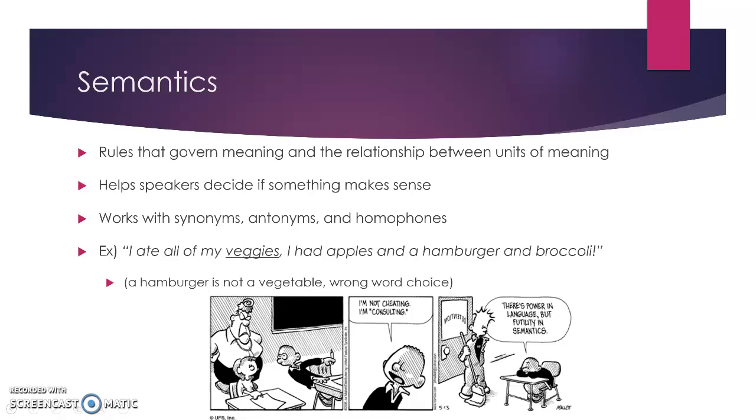So, for example, a child who has trouble with semantics might say, I ate all of my veggies, I had apples and a hamburger and broccoli. At first, looking at this sentence, it doesn't seem like it'd be wrong, but if you look closely, the child is saying they ate all their veggies, but then they list hamburger and apples when only the broccoli is a vegetable.